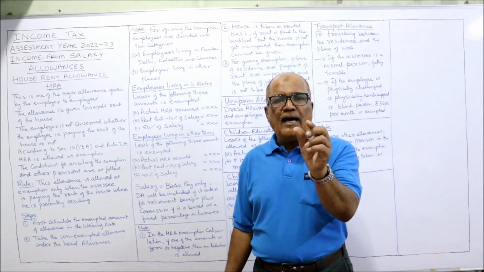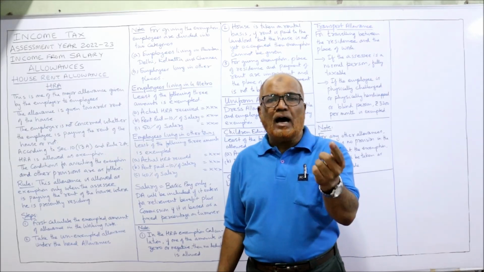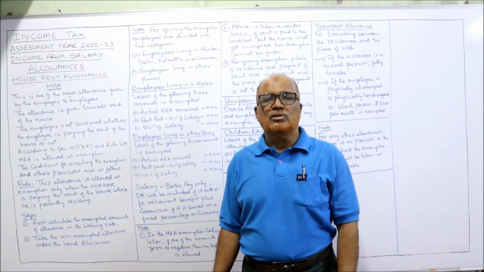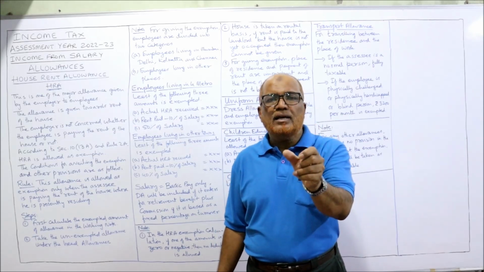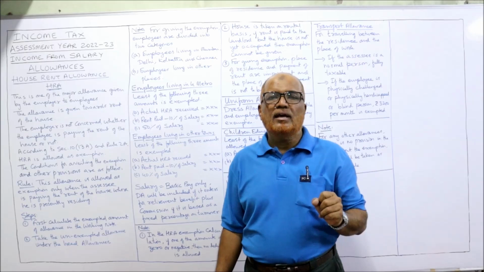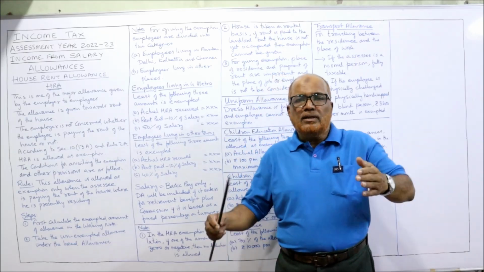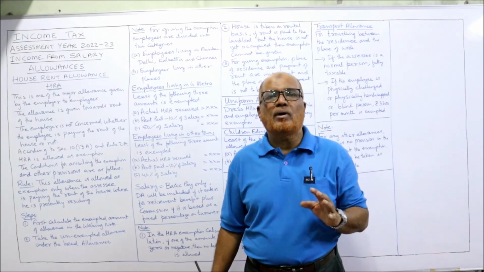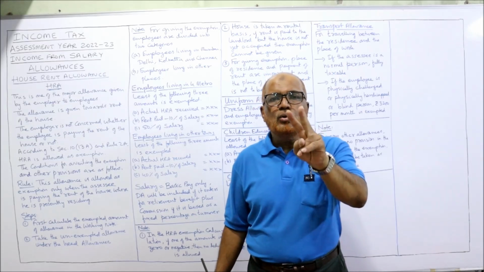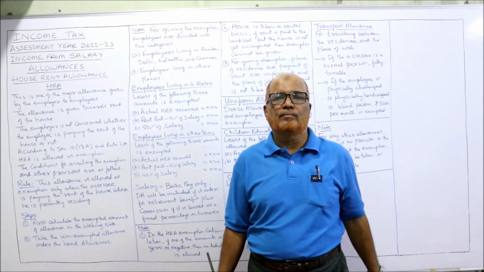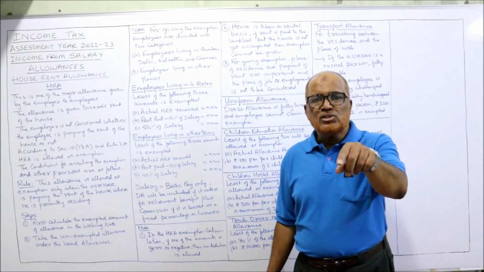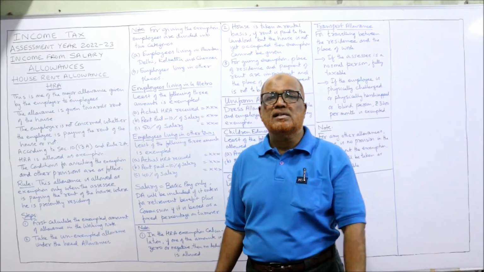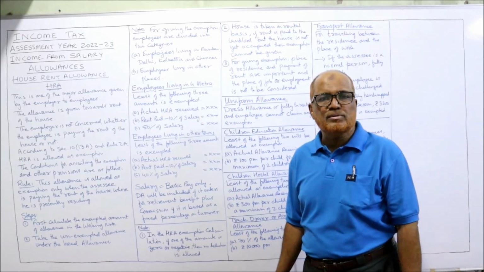After calculating the exempted amount, calculate the unexempted amount. Example, if the HRA received is 10,000, but according to calculations, the exempted HRA is 8,000. So 10,000 is the actual HRA received, 8,000 is the exempted amount. Deduct 8,000, and 2,000 is the unexempted or taxable amount. This 2,000 unexempted HRA will be taken under allowances in the computation of income from salary.